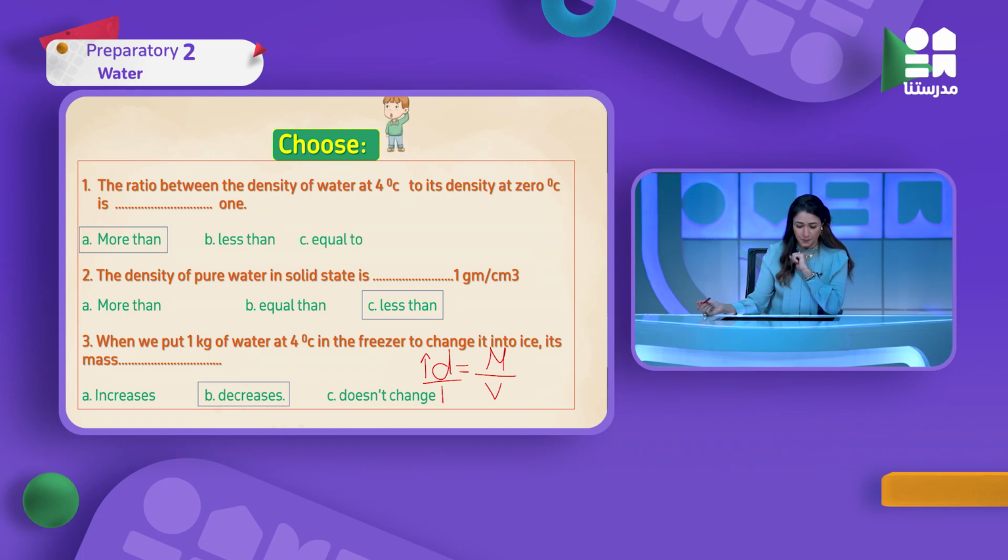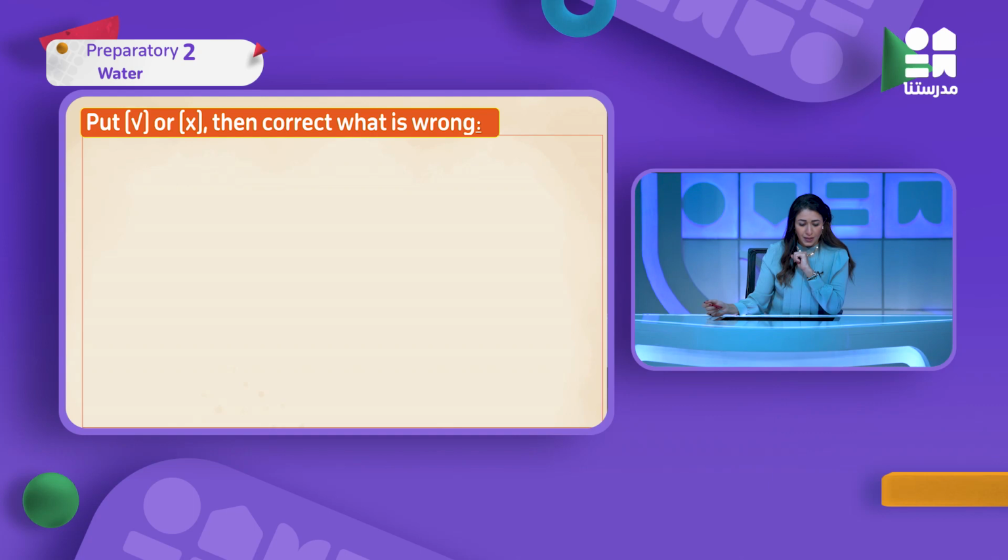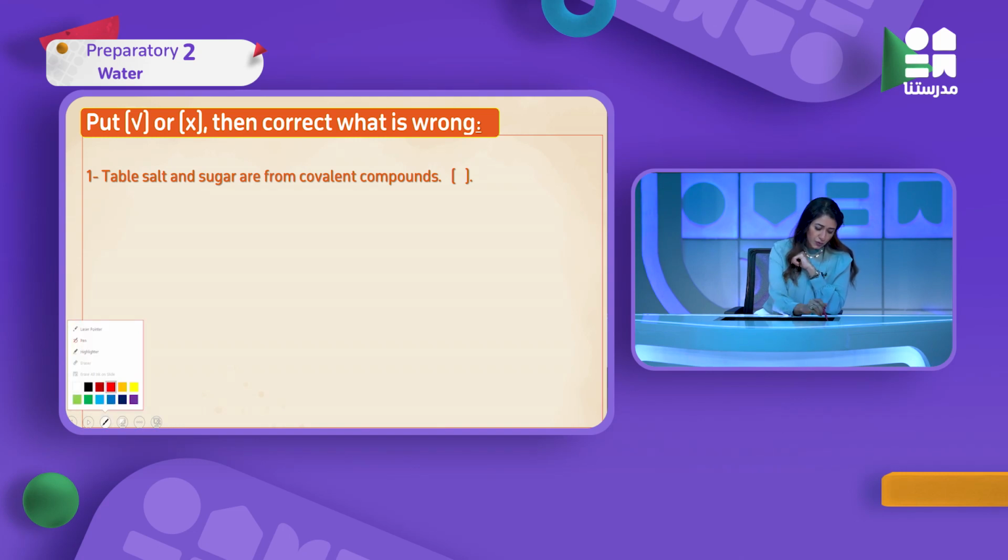طيب let's move on. A group of right and wrong questions. يقول table salt and sugar are from covalent compounds. هل الاتنين from covalent compounds? For sure not. يبقى wrong. Why? Because table salt is an ionic compound. So it's not a covalent compound.